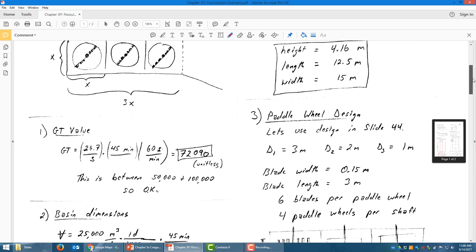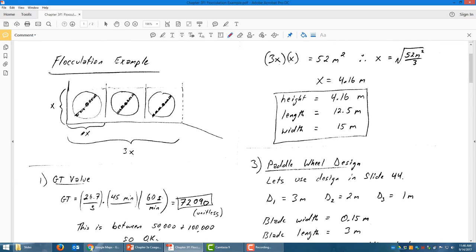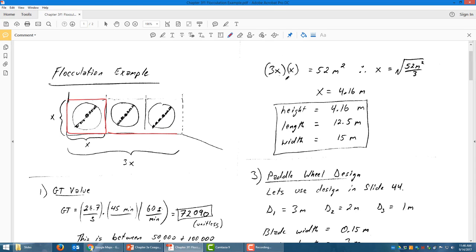Now you may remember at the very beginning we defined these things as x, x, and 3x. So we're assuming we have a square side view for each compartment, and so that means it must be 3x wide total. So coming to the top up here, 3x times x must be the 52 meters squared that we just saw in the side view area, and we solve for x and we get 4.16 meters.